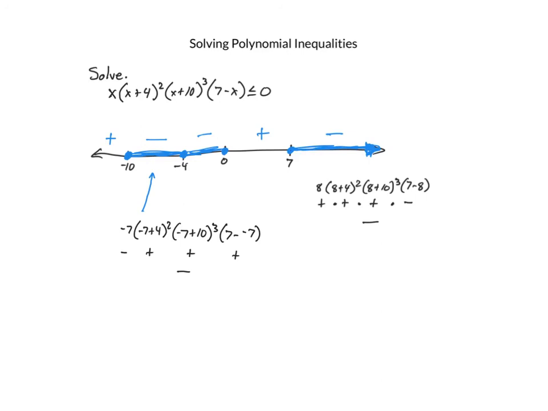So our solution in interval notation would be -10 to 0. Notice I did not have to break at -4 because it was included. Union 7 to infinity. And this problem is done.